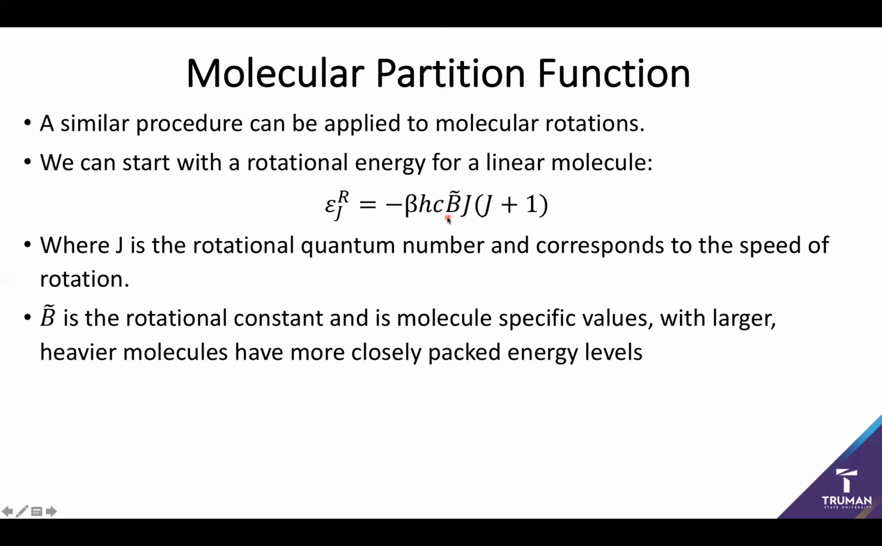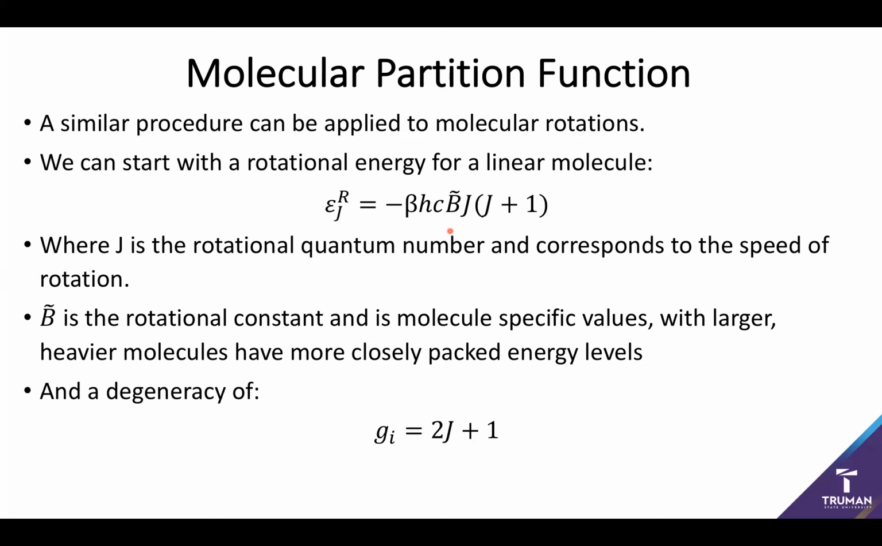So there's a lot that actually goes into trying to calculate B, and we'll talk more about that in PChem 2. But all we need to really know right now is that the rotational constant is going to be defined by the molecule of interest. And in general, a good way to think about it is you're going to tend to have larger values for heavier molecules, which is going to tend to result in much tighter, closely packed energy levels.